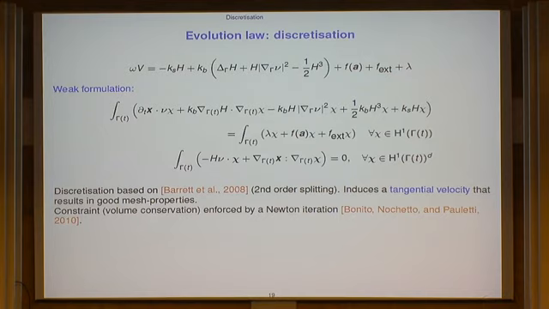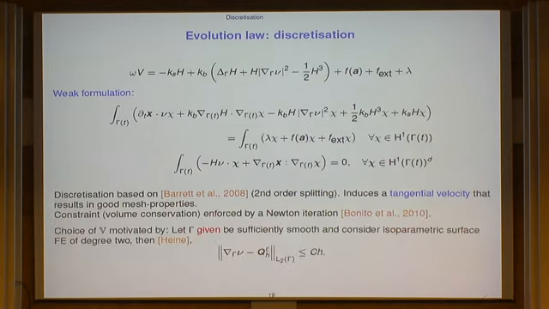And they make use of this fact, and their scheme induces a tangential velocity, which has nothing to do with the material velocity of the surface, but in practice it gives you a very good mesh. So that's the role of this tangential velocity, to give you a good triangulation. I also have this constraint, this Lagrange multiplier lambda, which I need to determine to enforce volume conservation. And there's a very nice method laid down for doing this that was proposed by Bänsch, Nochetto, and Paoletti, which is the one we adopt, where you basically employ a Newton iteration to determine the Lagrange multiplier.